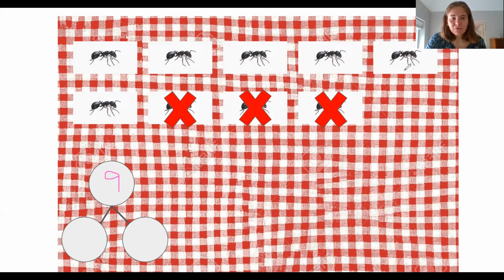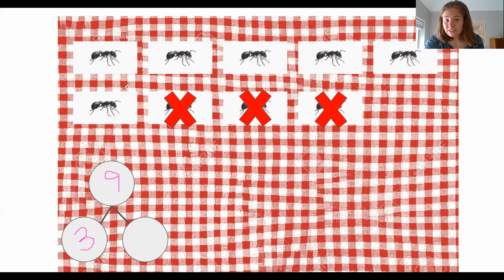How many ants did you count that crawled away? How many X's do we have? 3. Yep, so one of our parts is 3 because 3 ants crawled away. And how many ants are left on the blanket? You could count all of the ants, or you could use our shortcut with the 5 group, remember?